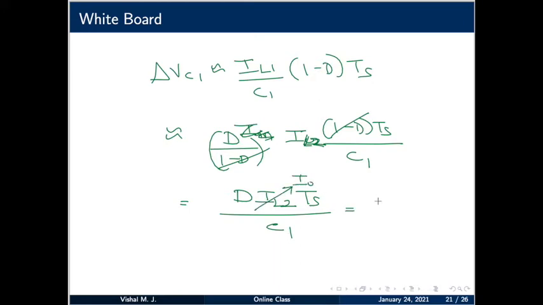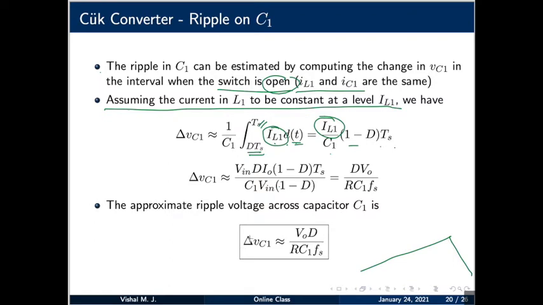So how can we write I0? V0 by R. So it is dV0 by R. C1 is already there. This Ts from the numerator becomes 1 by Fs. So dV0 by RC1 Fs. That is what is being shown here. The output voltage ripple is approximated to be V0 into d by RC1 into Fs.